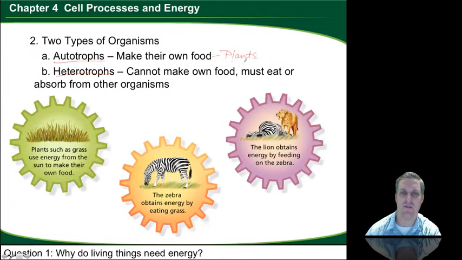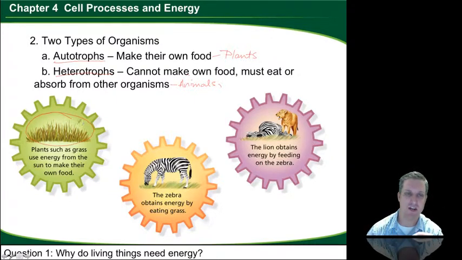Heterotrophs cannot make their own food, so they must eat or absorb food from other organisms. So of course this would be organisms like animals. Okay, we can also get into some of the other organisms we're going to talk about, like bacteria, protists, things like that. So you can basically classify organisms as either autotrophs or heterotrophs. So this grass right here would be an autotroph. The zebra would be a heterotroph. And so would this lion be a heterotroph.